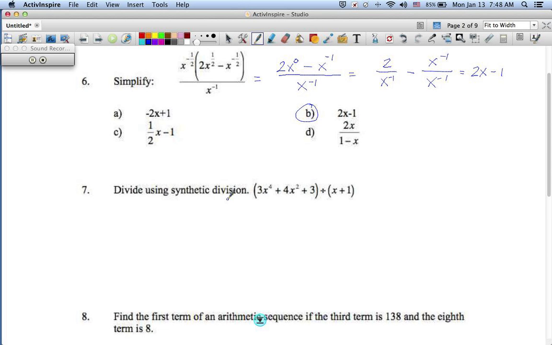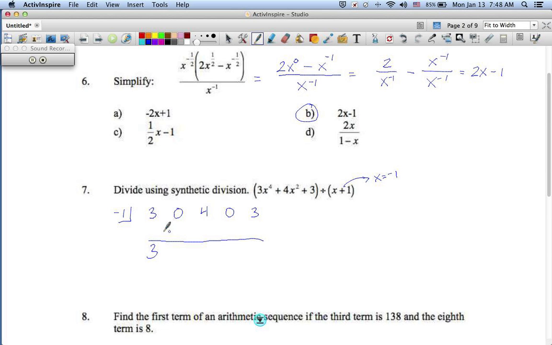Divide using synthetic division. So synthetic division is going to tell us find the 0 of this. So that means I'm going to plug in a negative 1 into my divisor here, into that little box. 3 is the first coefficient. There is no cubic term, so put a 0 in there. 4 is my quadratic. There is no linear, so put a 0 in. And 3 is my constant term.